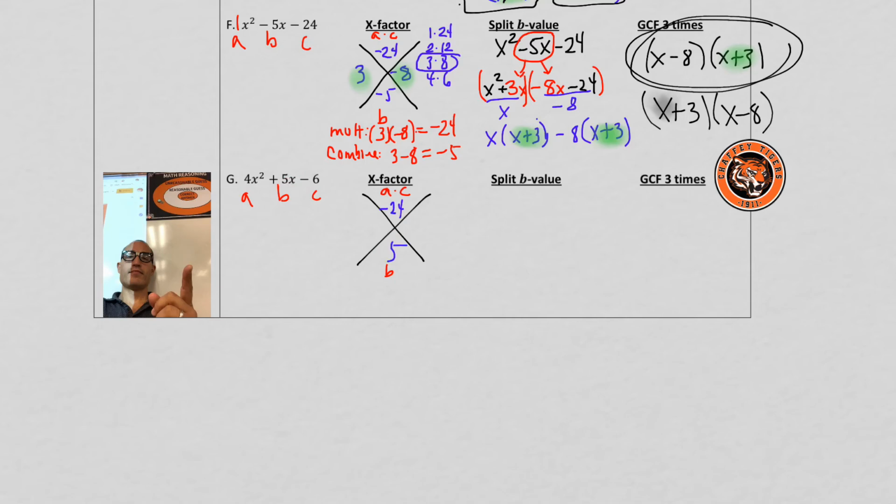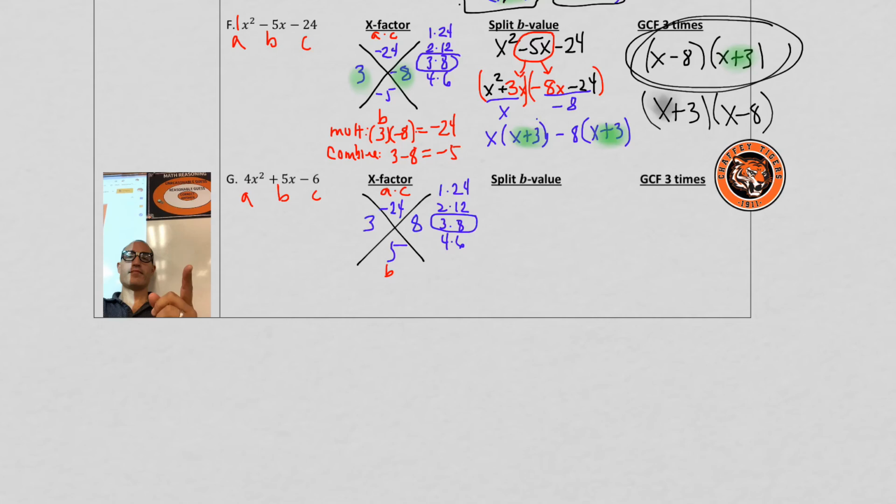At this point, to complete the X factor, you make a list of all the factors of -24. So I get 1 times 24, 2 times 12, 3 times 8, 4 times 6, and that's it. Of these four factor pairs, the one that can combine to make 5 looks like 3 and 8. So I'm going to choose 3 and 8 to put into my X factor.